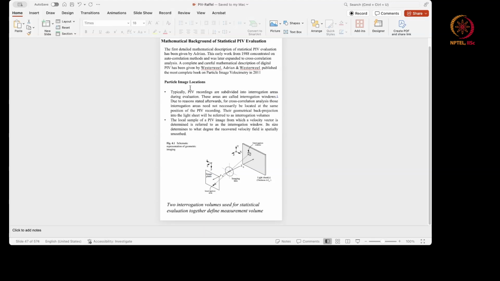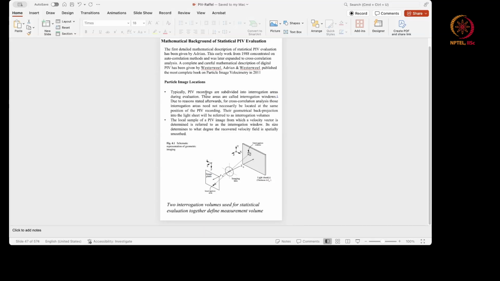Typically, when you look at a PIV image, let's look at this particular image. This is the light sheet, this is the interrogation window, and this is the object distance and the image plane from the imaging lens. The light sheet has a thickness of delta Z_D. The interrogation window is right over there, capital XYZ is the object plane, and small xyz is the image plane.